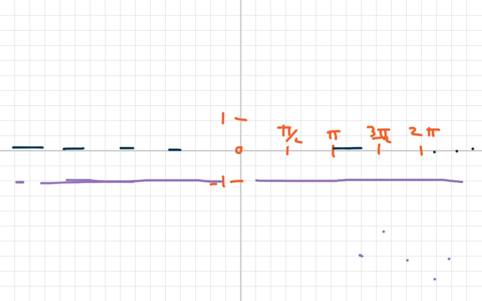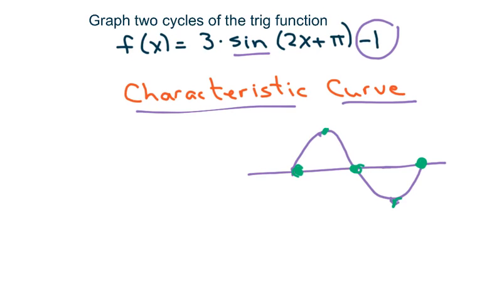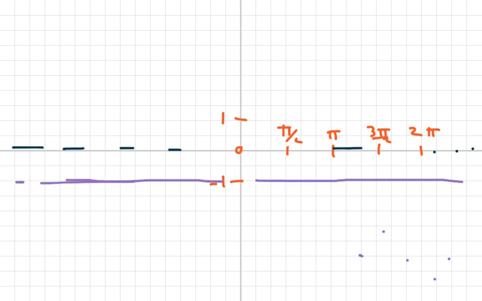All right. Now, the next step, and I'm going to go back, step 2 is to find the amplitude. So the amplitude is right here. It equals 3. And what you're going to do is go to your graph, and from your new center line, you're going to go up 3 and down 3. So we're at -1. So this is going to be 1, 2, 3. We're going up to 2 here.